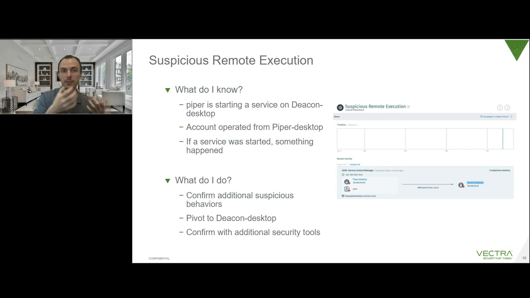And we know that if a service was started, something happened, right? So where do we go for that? Starting at the bottom, again, security tools, if you're looking for maybe specific code or the requests that are being made. But within the system, what else do we see? What do we see on Piper desktop, or particularly on Deacon, because if you're starting or scheduling a task and kicking it off, we kind of expect follow-up.